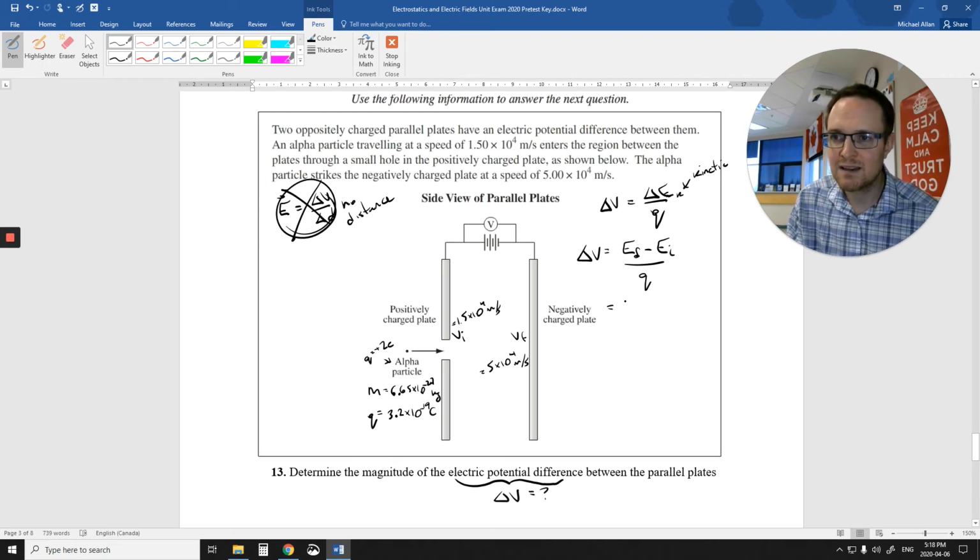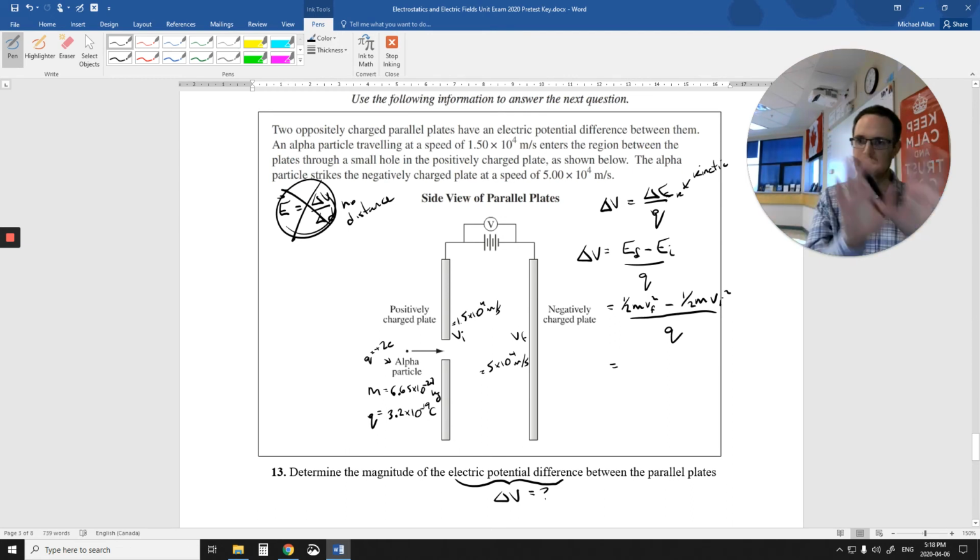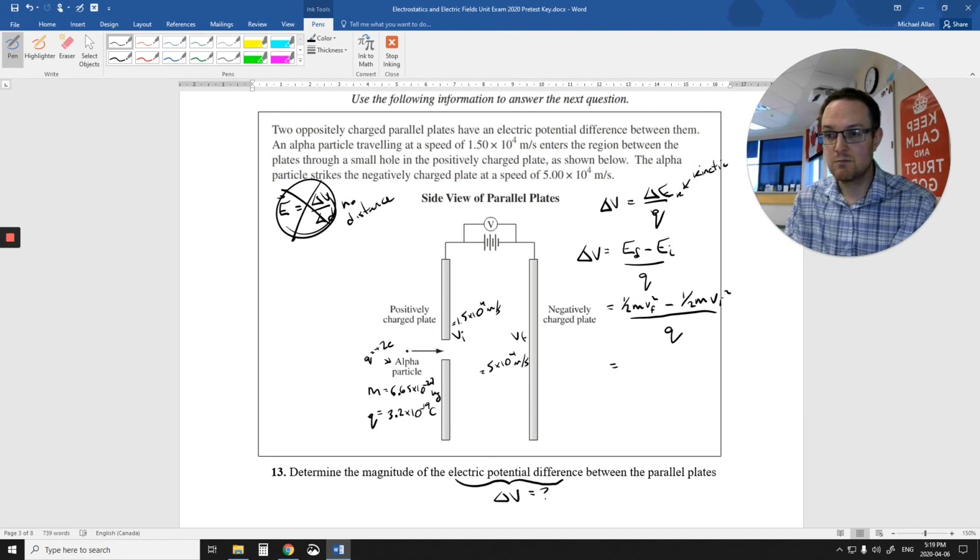So to find my kinetic energy, I'm going to have to go 1/2 mv squared for my final velocity. And then to find my kinetic energy initially, I'm going to go 1/2 mv squared with my initial velocity. Now remember what we talked about in class, there's no way to shortcut that. We just have to do the two individual calculations, subtract them, and divide by the charge. So I can just punch this on my calculator right now.